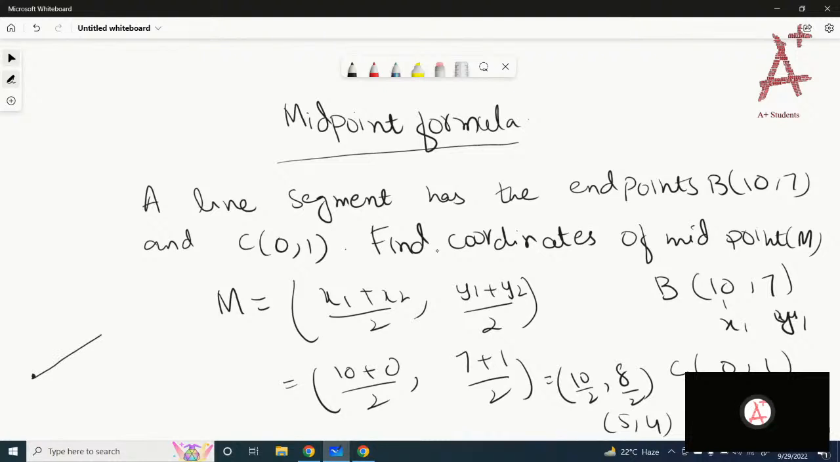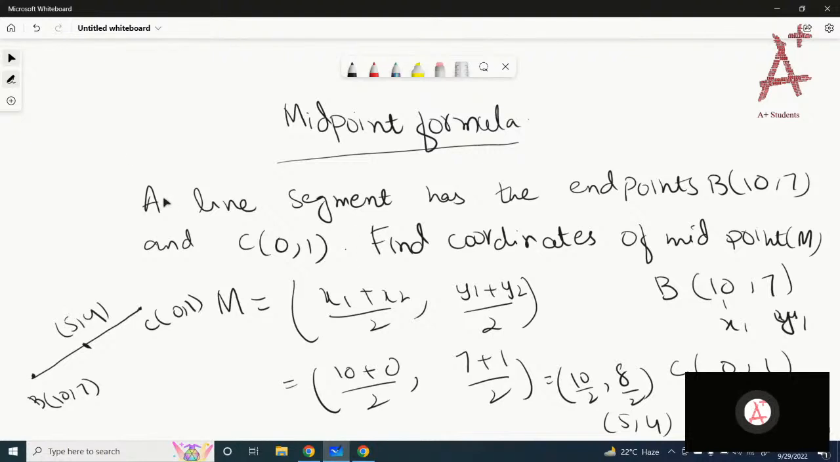If this is the line, suppose here you have B with the coordinates (10, 7), and here you have C with the coordinates (0, 1). Then this is the midpoint, and the coordinates of the midpoint are (5, 4). Got it? You can note down the midpoint formula in your notebook.